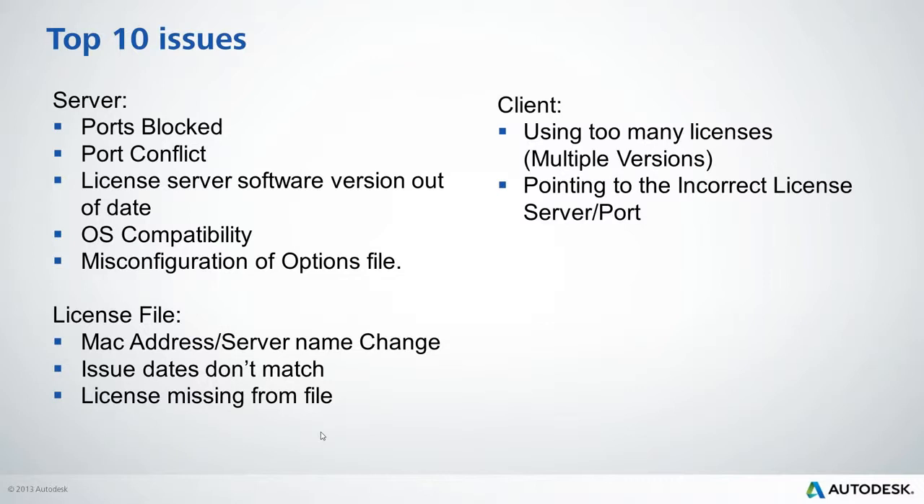And another issue is a misconfiguration of an options file. If we have time next webinar, we may go into the options file really briefly. The options file is a way to manage or control the network license usage on the server. You can reclaim unused licenses this way. You can restrict borrowing or the length of time that the clients can borrow a license.